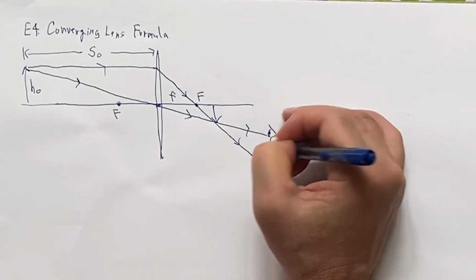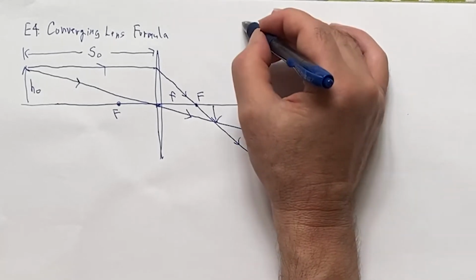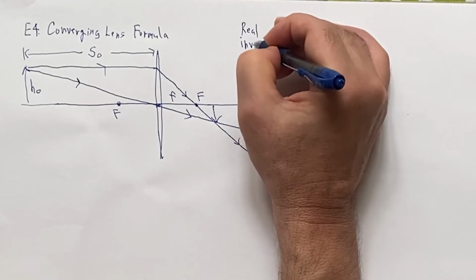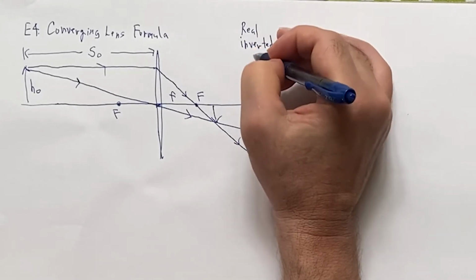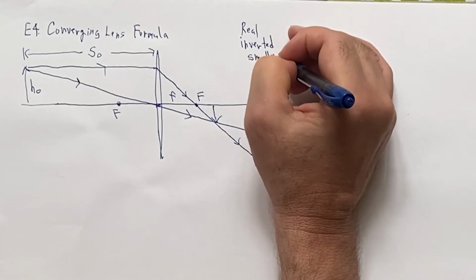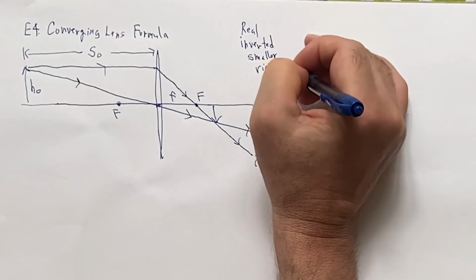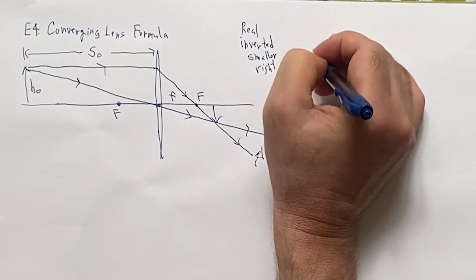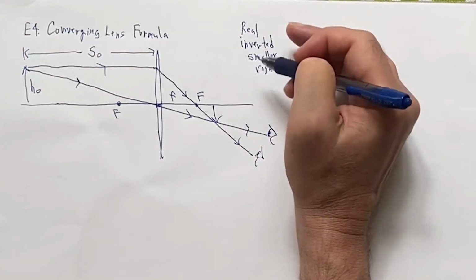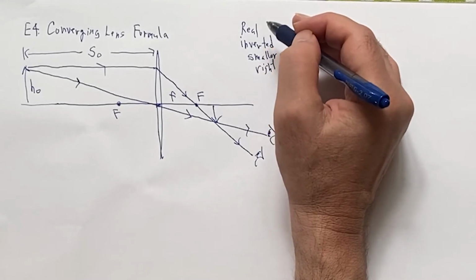like looking, would see that there's a real image there. That's a real image in this case, and this is inverted in this case. I always like to do the characteristics, and it's smaller, all right, and it's on the right side of the lens. Right side of lens, like the location. So basically it's saying location, orientation, size, and if it's real or virtual.